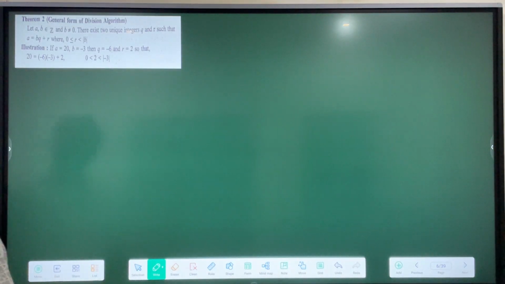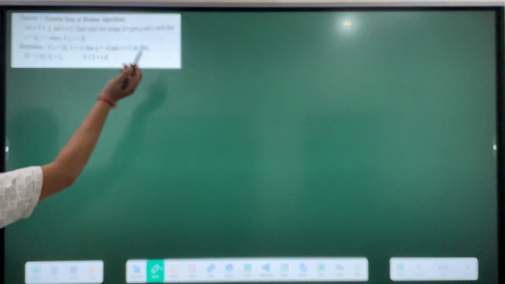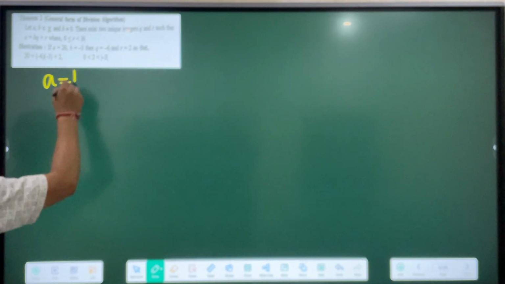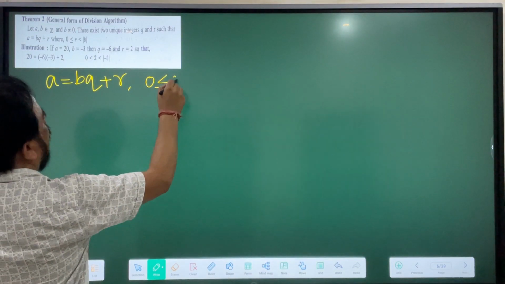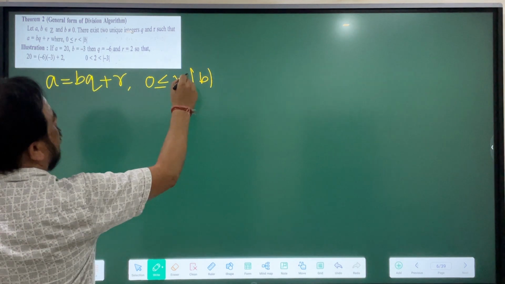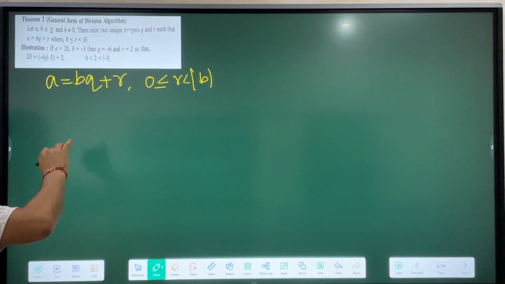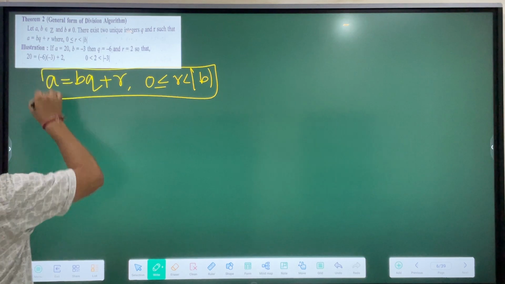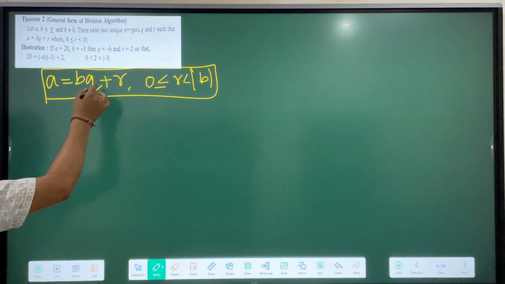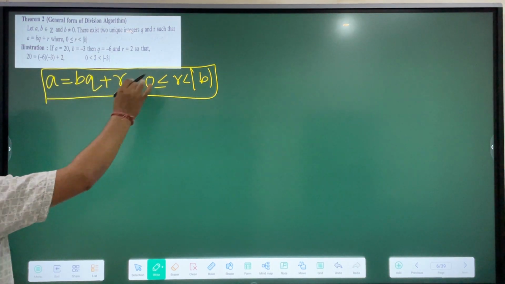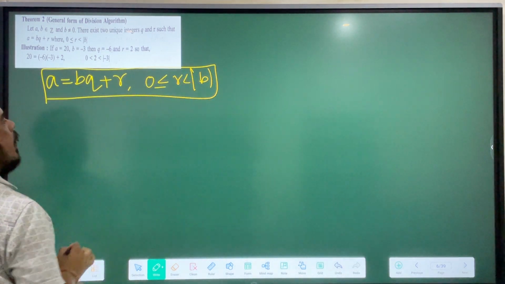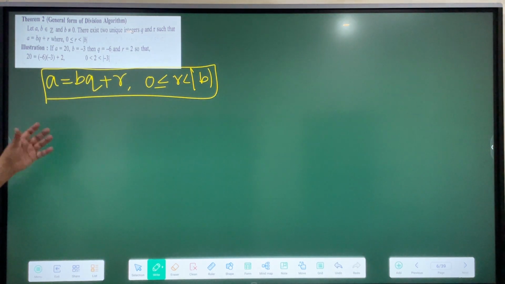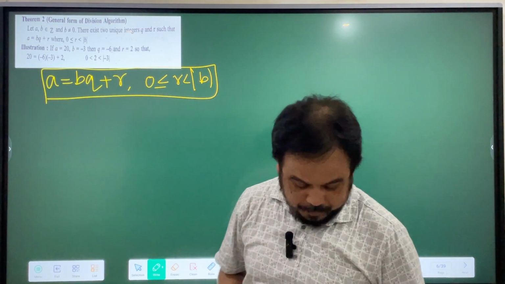Theorem number 2. Whatever we have already done is what is given here: A equals BQ plus R where 0 is less than or equal to R less than mod B. This is theorem number 2. A equals BQ plus R, this we already have. The only difference is mod B, meaning plus B or minus B, both are inside mod. That is what we have to show here. Theorem number 2, we don't have to prove like that. We will just do it directly by taking some examples.